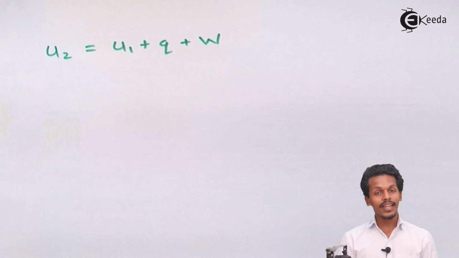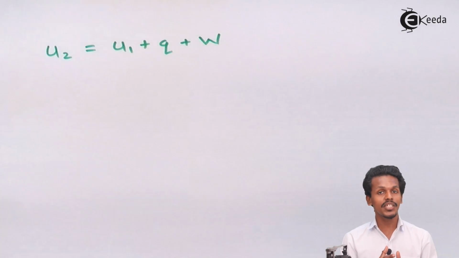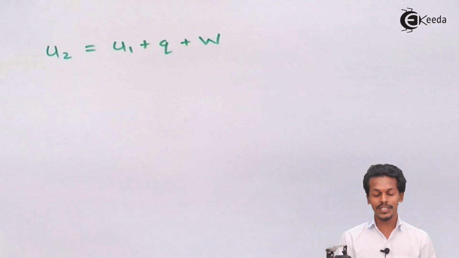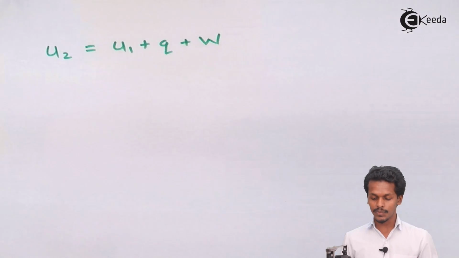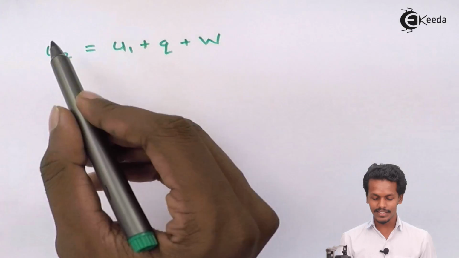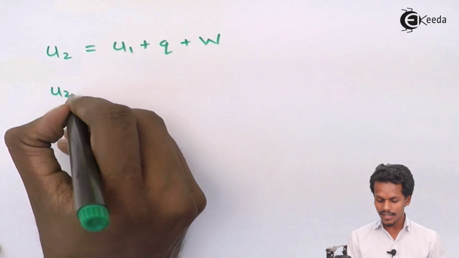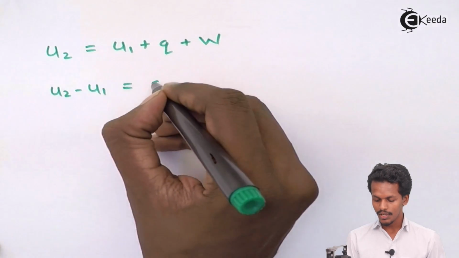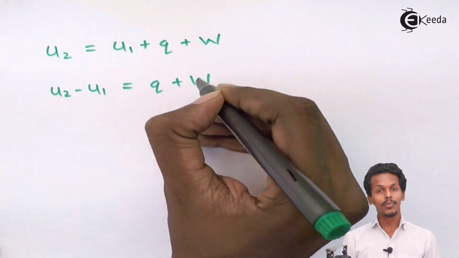And talking about the next thing, because there is a change in volume, it means work has been done in this process. So if work is done in this process, we could write this equation as U2 minus U1, which is equal to Q plus W.